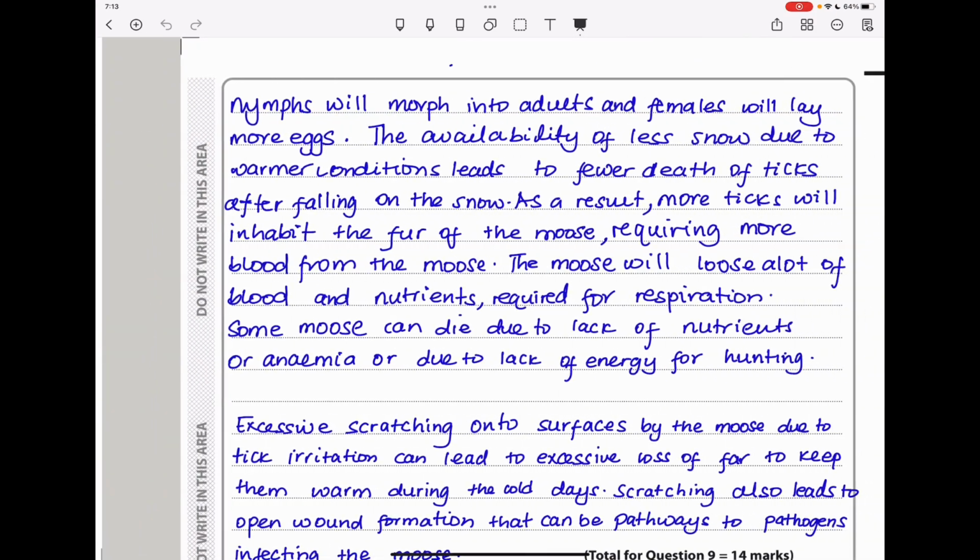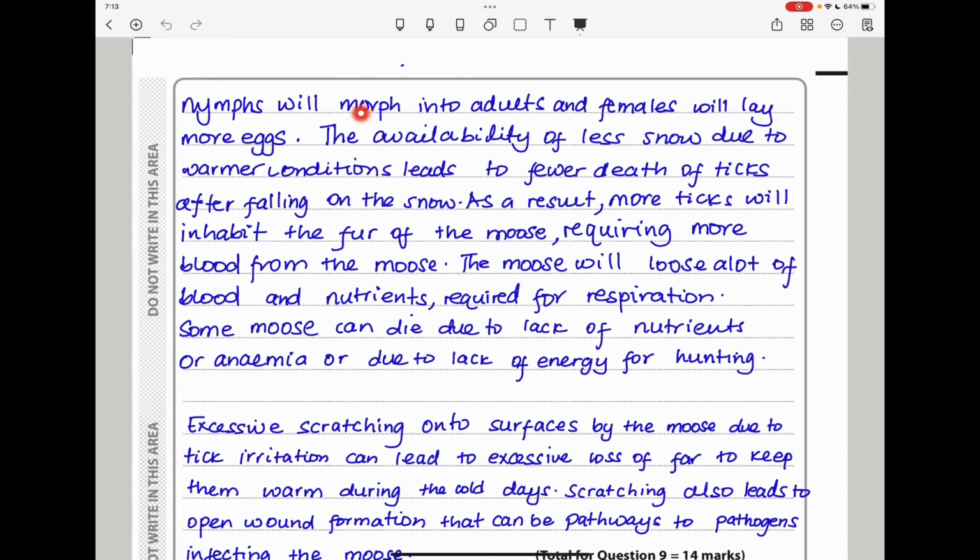So we go on to see more nymphs will morph or change into adults, and the females will lay more eggs. That is more. And the availability of less snow due to warmer conditions leads to fewer deaths of the ticks. Remember, they say the ticks fall off. If they fall on the snow, they will die. So here they would be falling on less snow or no snow at all. So there is a higher chance of survival. And as a result, more ticks will inhabit the fur of the moth, requiring more blood.